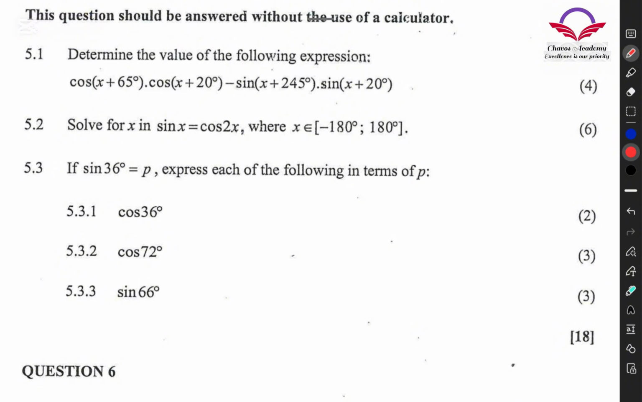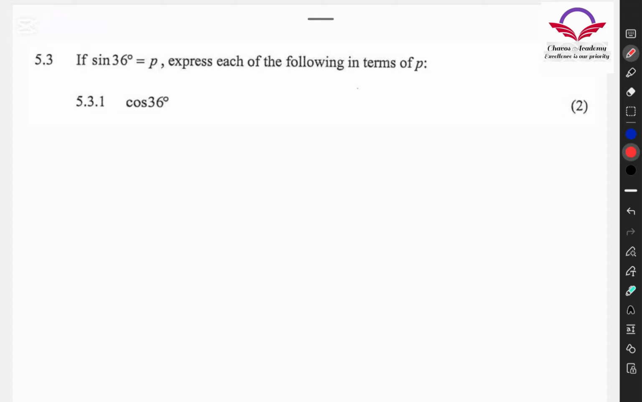On our very next batch of questions, we'll be looking at 5.3. I'm sure you can see we've got 3 questions within. We'll be working for 8 marks there. So we're going to start with the first one, which is 5.3.1. They say if sine 36 equals p, we need to express each of the following in terms of p.